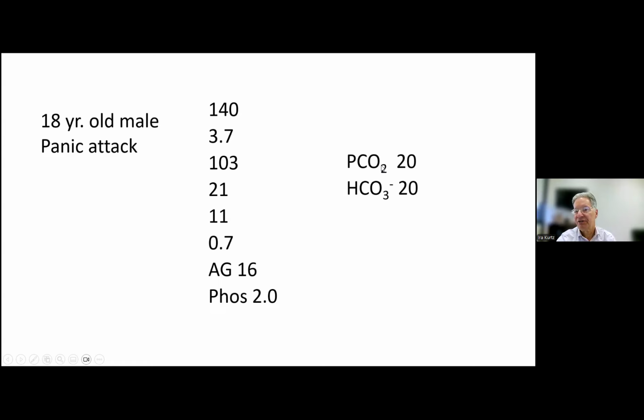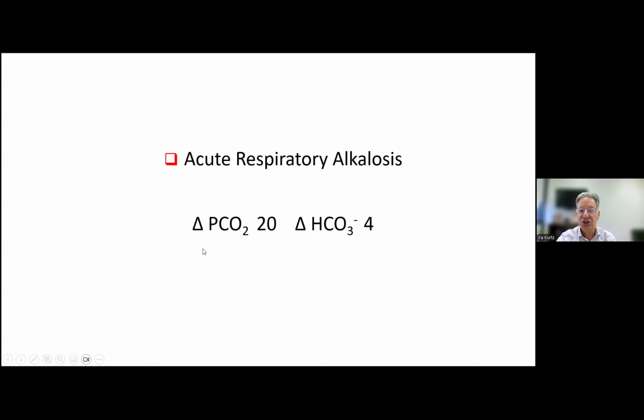from its original level. So it's a 10-to-2 proportionality, which we only see in, again, just showing you the pH and calculating what it was from the Henderson equation. We only see this in acute respiratory alkalosis. The PCO2 has fallen 20, the bicarbonate's fallen by 4. This is the only acid-base disorder that you get these two deltas in.